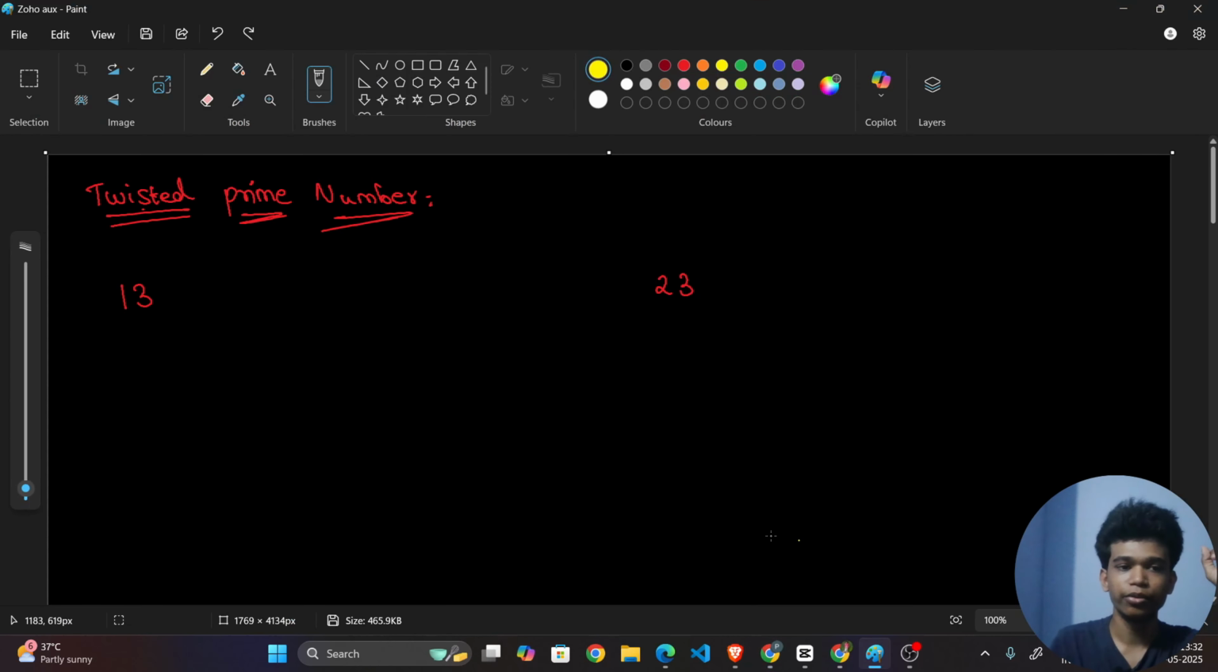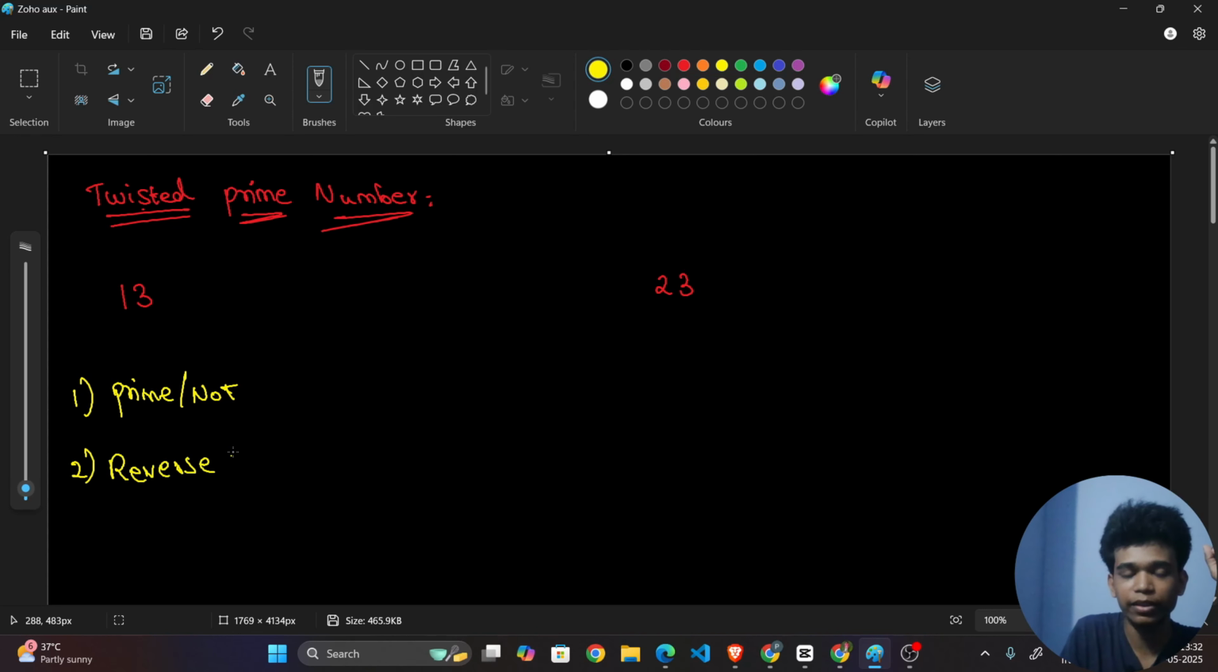So how to do this? Here there are two steps involved. One is we want to check whether the given number is a prime number or not. And also we want to reverse the given number and again check whether it is a prime number or not. So two logics are inside this question.